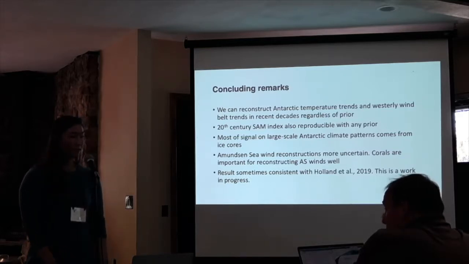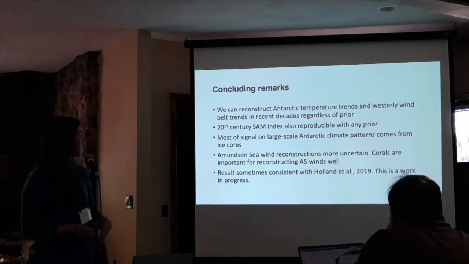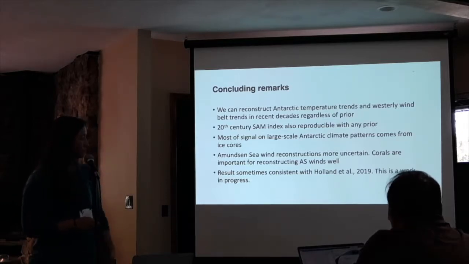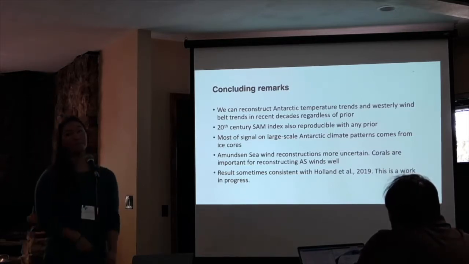Most of the signal on these scales come from the ice cores, and when we look at the smaller picture at Amundsen Sea wind reconstructions, we get a little bit more uncertainty where the results are variable based on the prior and the proxies, but they do a decent job at reconstructing winds with some of those combinations. And they sometimes support the columns at all work, but this is a work in progress. Thank you.